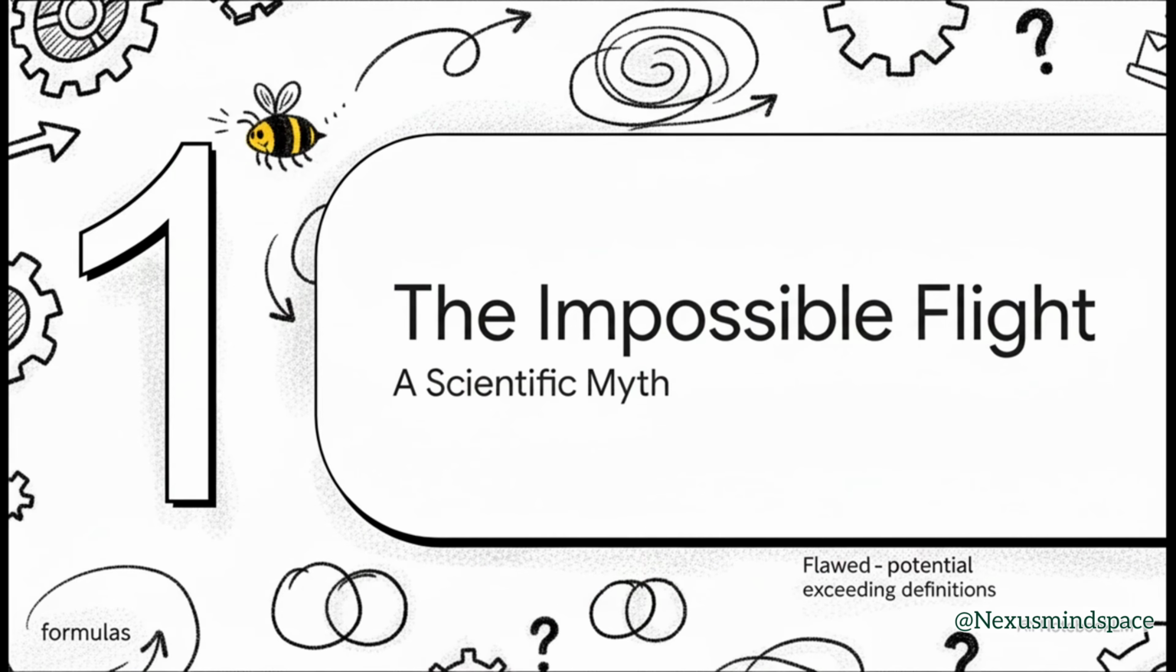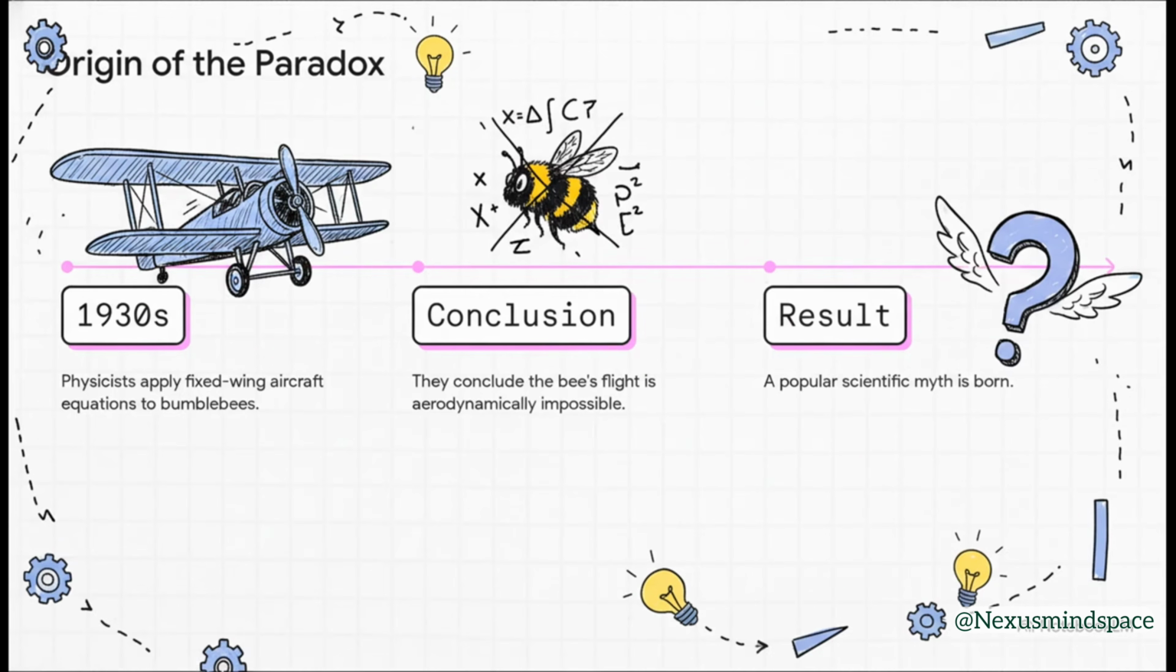Well, to really get it, we have to go back. We have to look at where this famous scientific myth even came from. And you'll see, it's a story not so much about the failure of a bee, but about a failure in our own understanding. Okay, so picture this. It's the 1930s. Some really brilliant physicists decide they're going to figure out the bumblebee. But they ran into a bit of a problem.